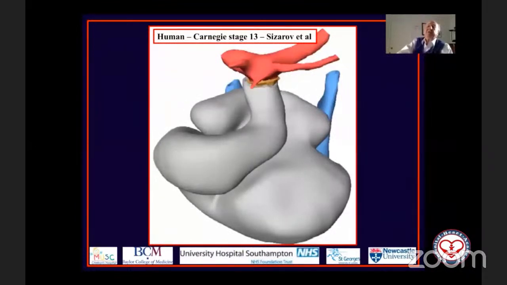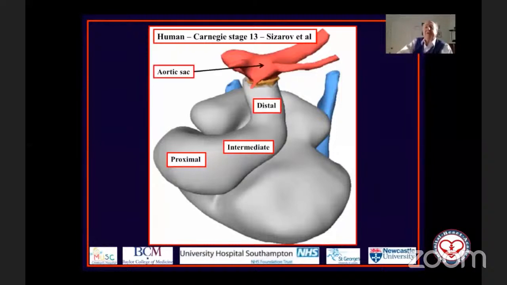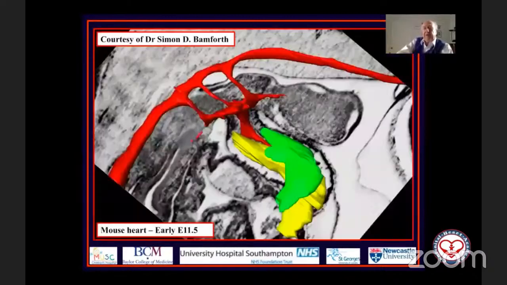So this is a reconstruction of a developing human heart. This was made quite some time ago. It's work I did with Alexander Cesarov when he was in Amsterdam working with Anton Moorman. And this is a reconstruction of a human heart at Carnegie stage 13. And here you see the outflow tract. At this early stage, it has exclusively myocardial borders, but we can recognize it as having proximal, intermediate, and distal components. And then at the margins of the outflow tract, it becomes continuous with the aortic sac.